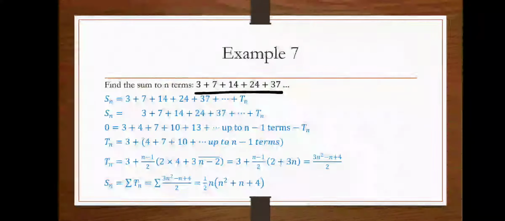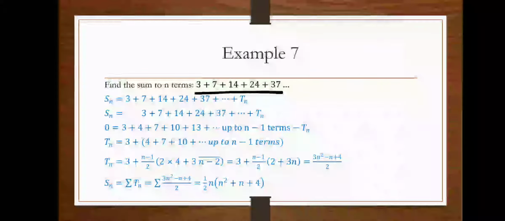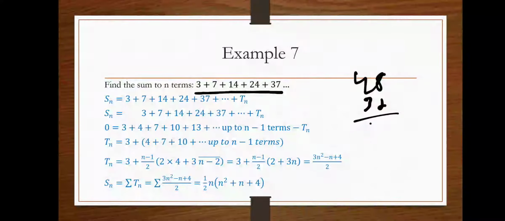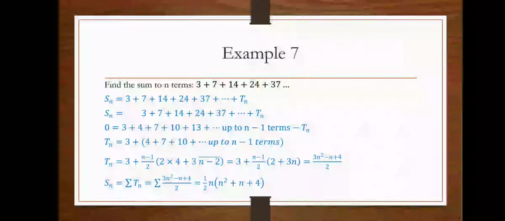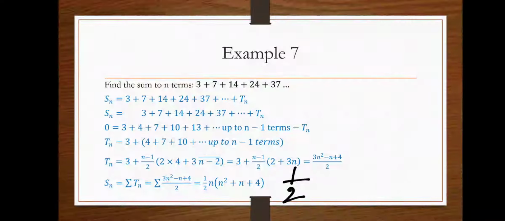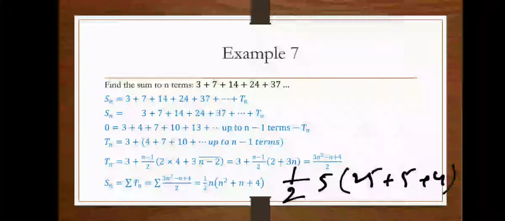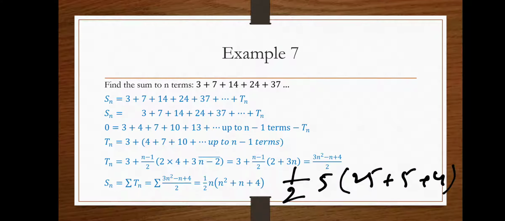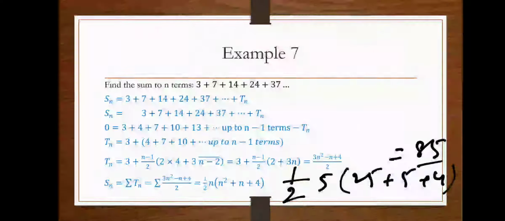Now again, if you want a different value, let us take all these 5. So 3 plus 7 is 10, 10 plus 14 is 24, 24 plus 24 is 48, and 48 plus 37, that is 85, right? So let us put the value 5 here. So half into 5 squared is 25 plus 5 plus 4. 5 plus 4 is 9, 9 plus 25 is 34, 34 divided by 2 is 17, 17 into 5 is 85, right? So you can see that this actually is true, so the calculations are correct.